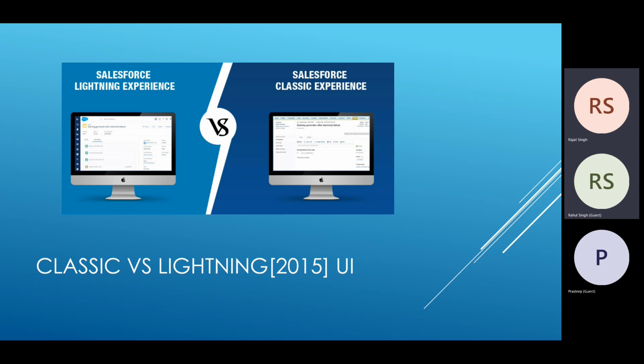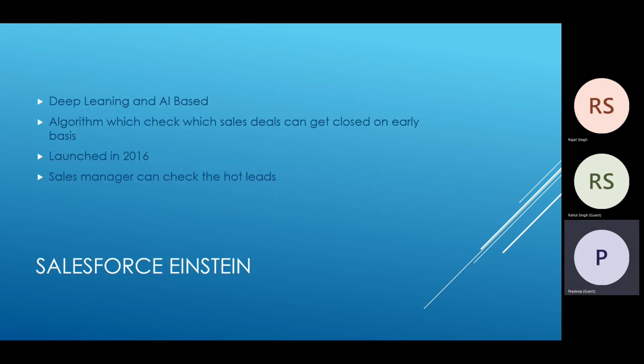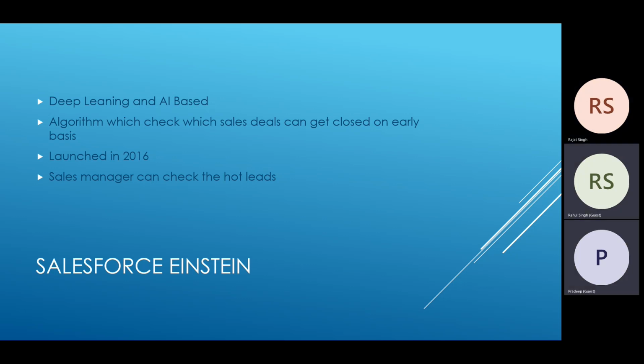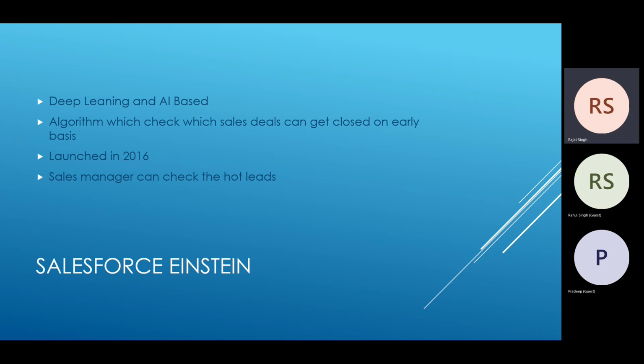Then we learned the difference between these two UIs, Classic and Lightning. And we learned what Einstein is. Salesforce has this AI-based, deep learning engine which can automate things, and a sales manager can check the hot leads with it. We also learned when it got launched.